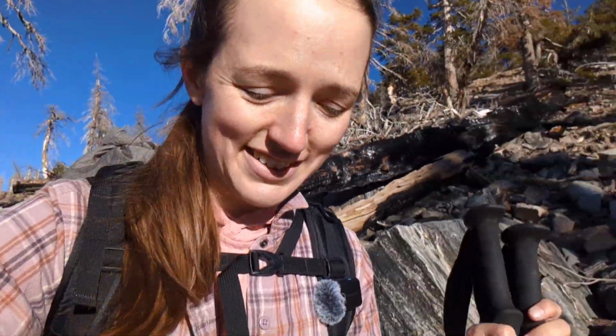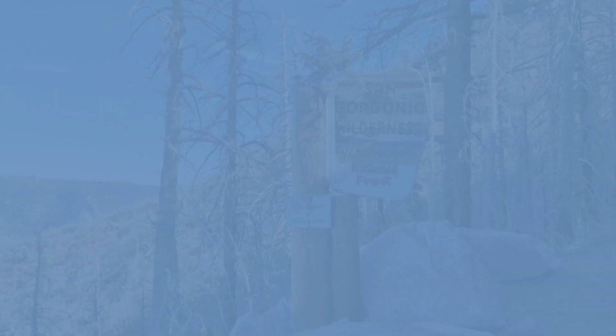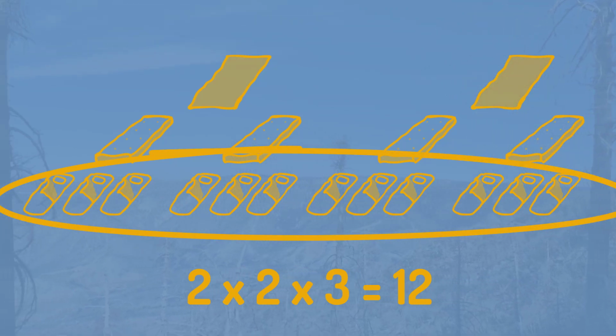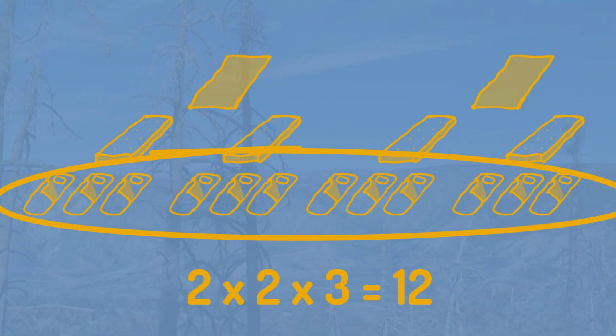It's a little chilly. So that's 2 times 2 times 3, which is 12 different ways that I could put together a sleep system for a camping trip. So that's the basic counting principle. You just take the number of options for each element of your decision and you multiply those numbers together.